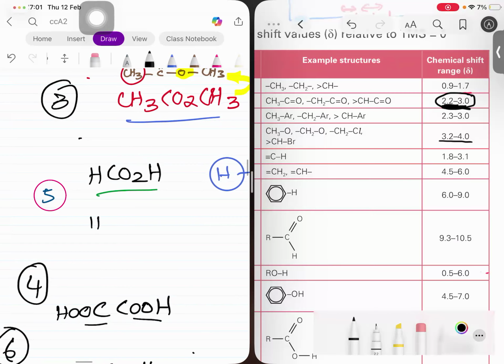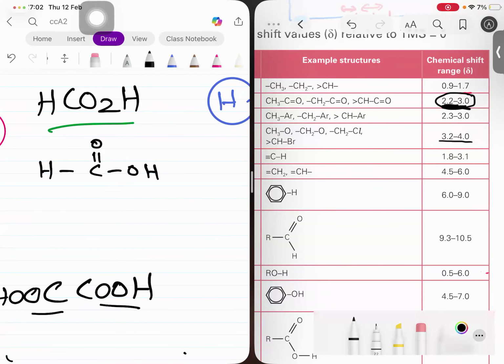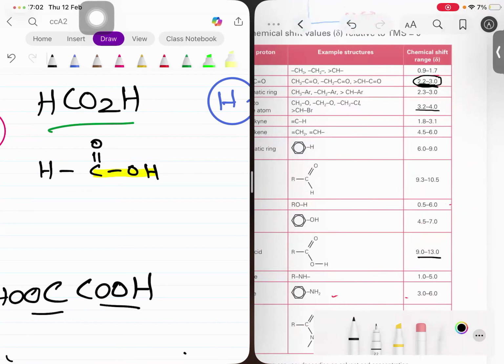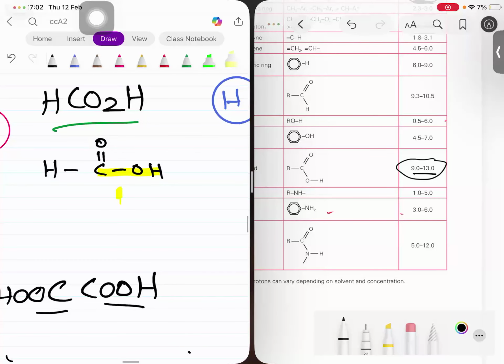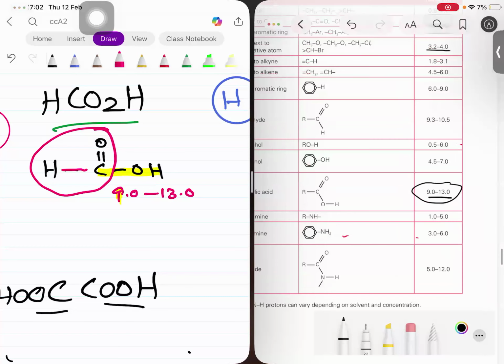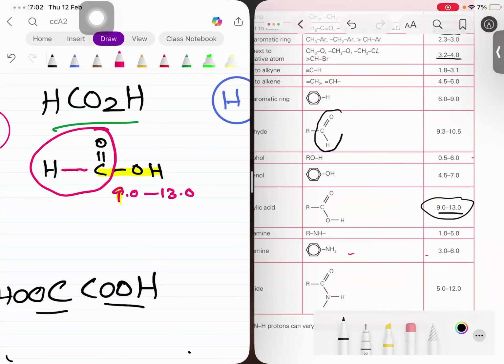Okay, let me write the open structure for this. HCOOH. Now, what do you think? I think it's clear now. 2 peaks. One of them is the carboxylic acid one. Yes, 9.0 to 13, which I just marked here. So this is 9.0 to 13. No, this is HCO. This will be the aldehyde one. If you look at this, it's an aldehyde. HCO. Look, this is the one. Doesn't it look exactly the same?